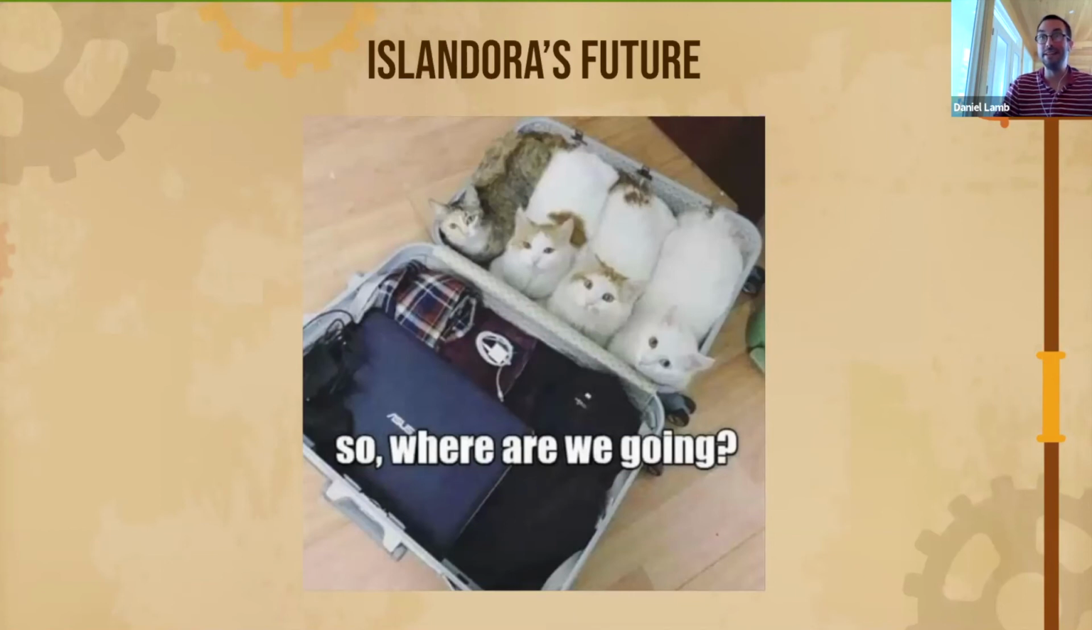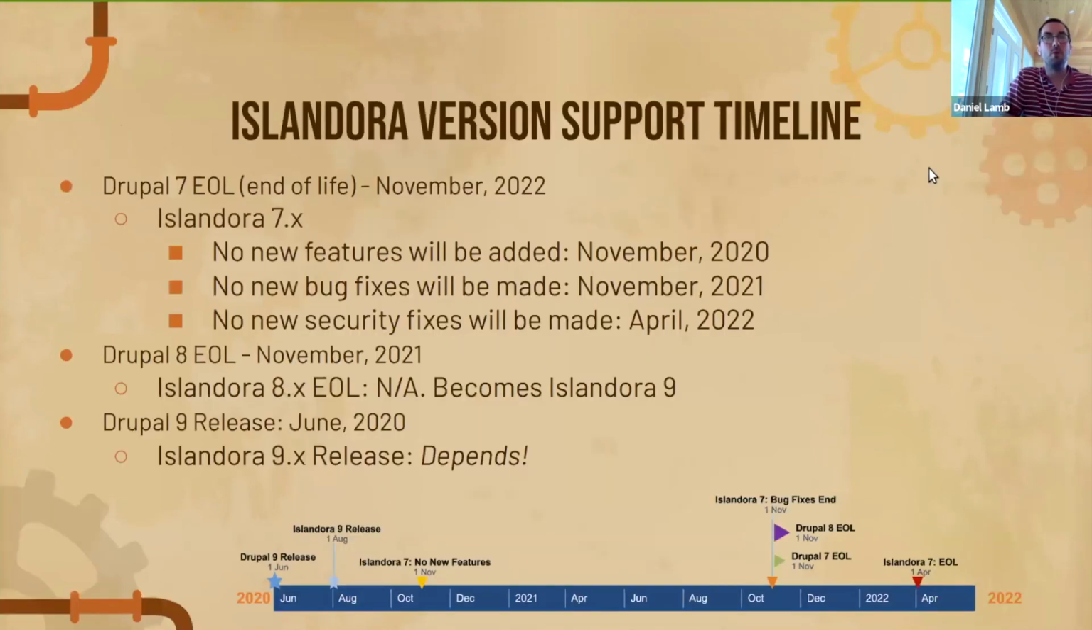So where are we headed then, right? We did past, present. Now we're gonna do the future. So we do have a version support timeline that is built off of Drupal's version support timeline. Drupal threw us a curveball recently. They extended the end of life for Drupal 7. That is basically to give people more time to transition to 8 because of the pandemic and everything else. But essentially our deal with Islandora 7 still remains roughly unchanged.